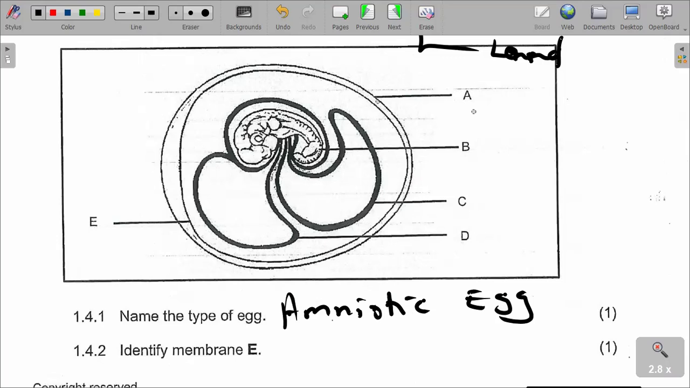The embryo. So as you can see, there are many membranes that are there, which we can say are working to protect and nourish the what? The developing embryo there. And then identify E. E is the amnion.